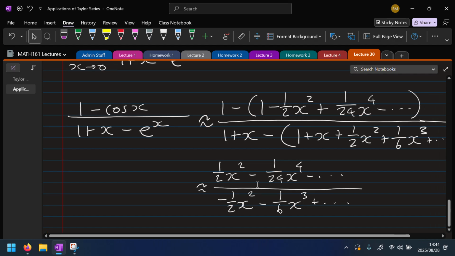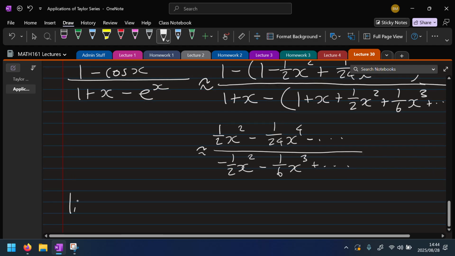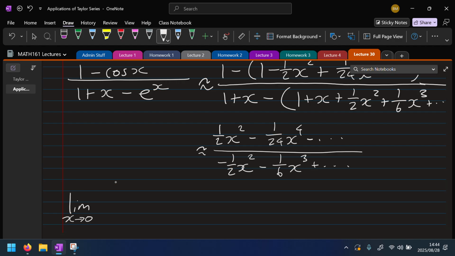Okay, so we end up with this. So what happens now when we do the limit? So we're going to have the limit as x goes to 0. On the left side, we keep the function we're given there. Now on the right side, we're going to see what happens when x goes to 0. Again, x going to 0 means x is small. So x squared is pretty small. x to the 4 is even smaller. And everything after that, we can just ignore.